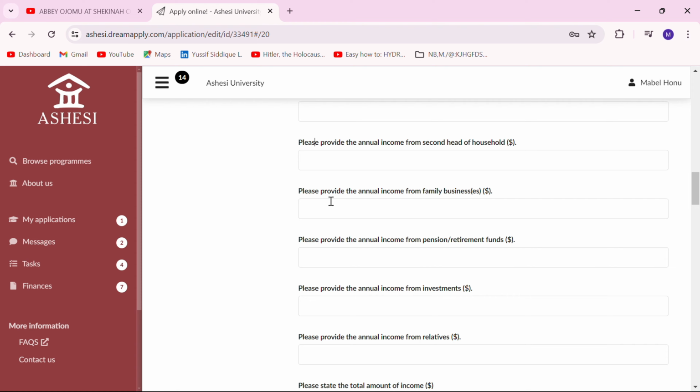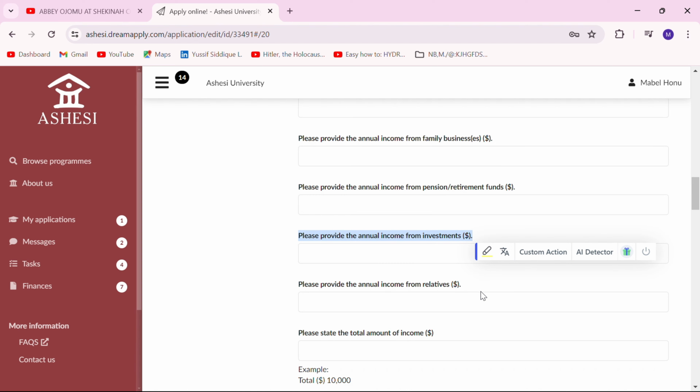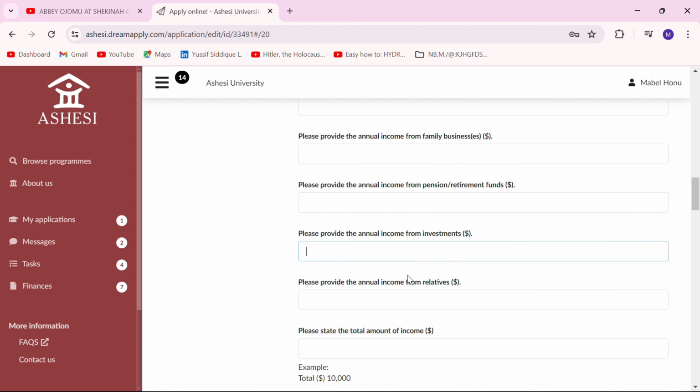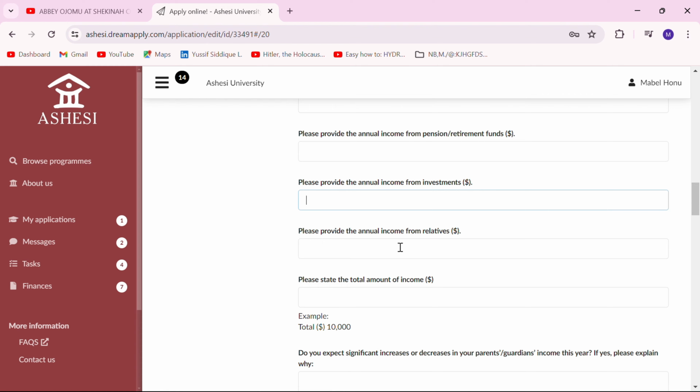Very important. You do the same thing if your parents or your guardians have any pension funds or retirement funds. You do the same thing if they have any investment where they actually earn income. You do the same thing here, convert it to dollars, and then for your relatives who form a part of your family, just make sure that you find their income.